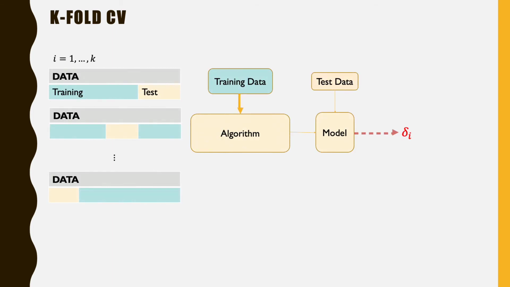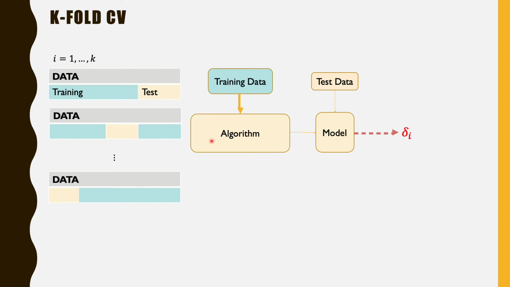When we go over k-fold cross-validation, this is what is happening. We have our test and training data sets. And now, for the second step, we have another test set. These are not overlapping. And for the kth one, we have our last test and training sets.